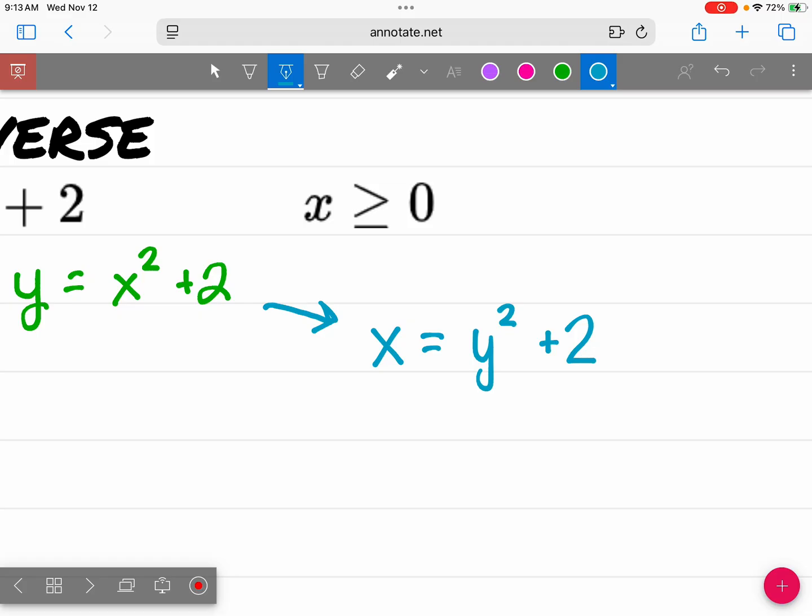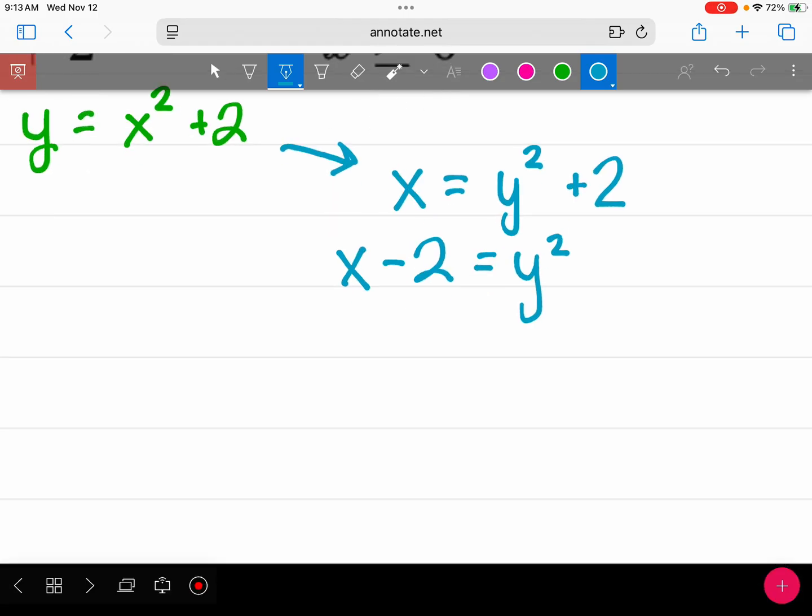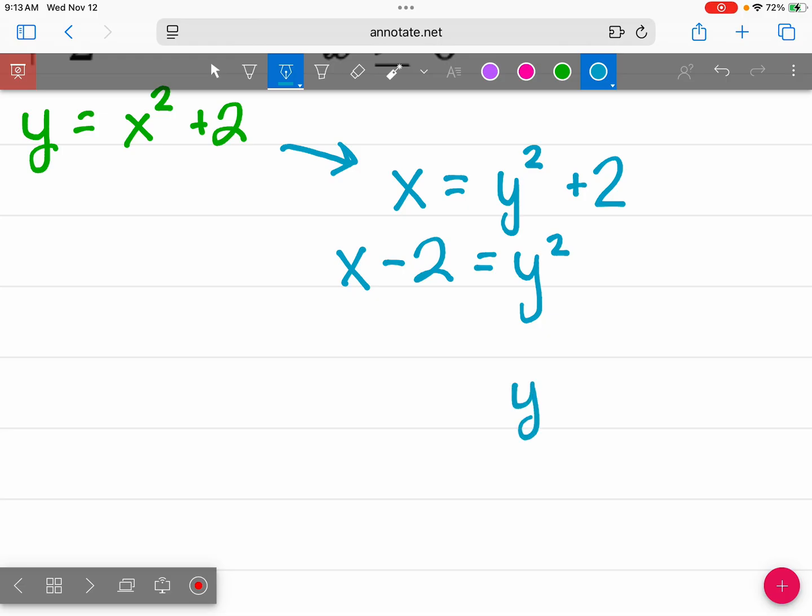It's just not in a way that we like to write equations. It's not in a way that I can put as function notation. We don't put equations as x equals. We want them as y equals. So I need to solve this to be a y equals. And what can we do to make this be a y equals? Subtract 2. So we're going to have x minus 2 equals y squared. Still want to get this to be a y equals. Square root both sides. y equals the square root of x minus 2.